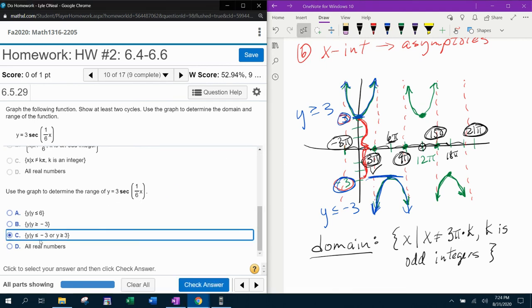Answer choice C says that. Y has to be less than or equal to -3, or y can be greater than or equal to 3.